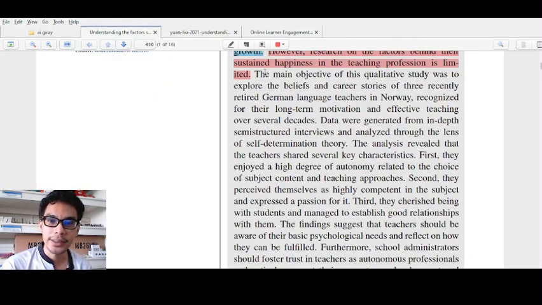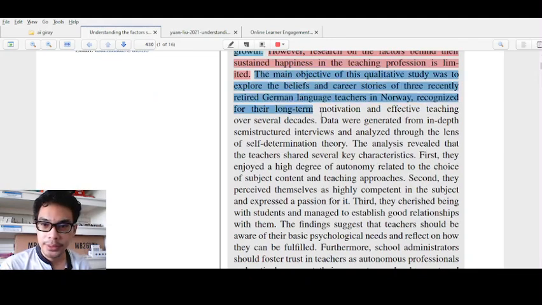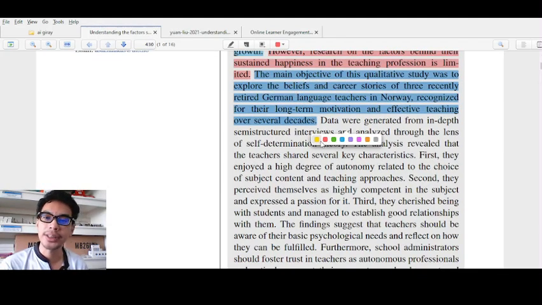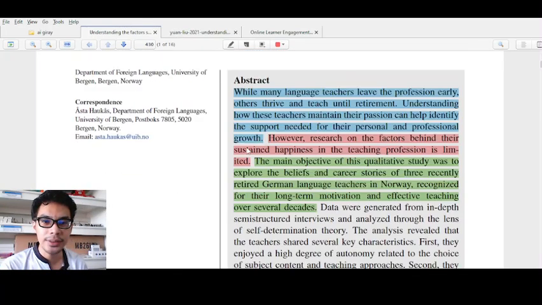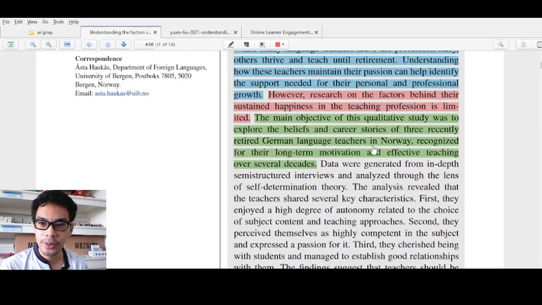Next is this one, the objective. Very important. Do not miss this. You tell in a succinct manner what's the objective or the goal of your paper. Please be mindful, it should be past tense, and do not deviate from the topic itself. It says explore the beliefs and career stories. Yes, that's what we're looking for.